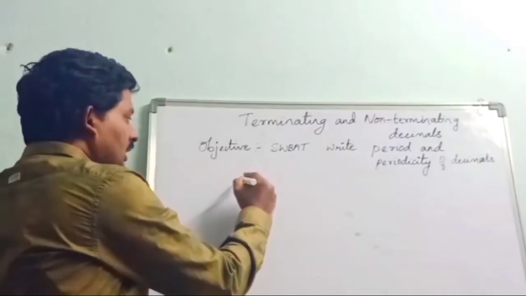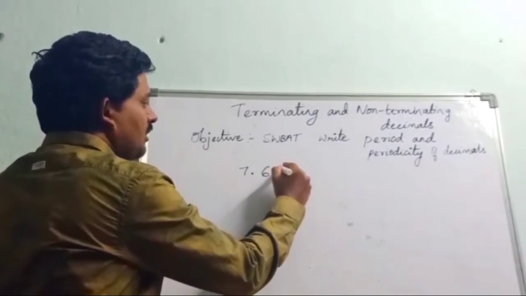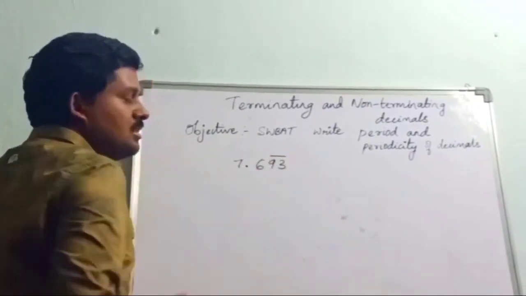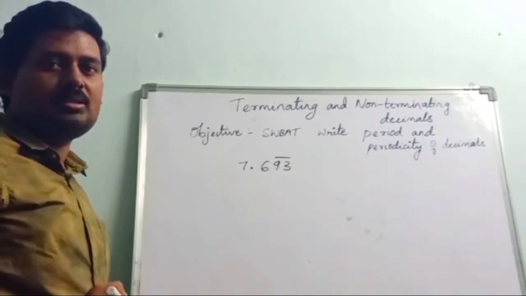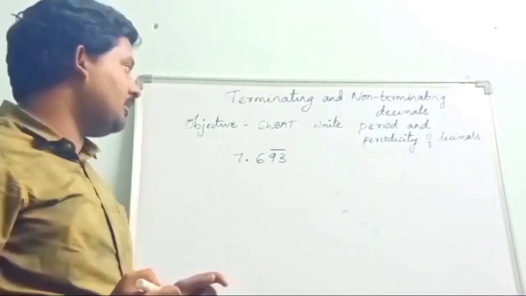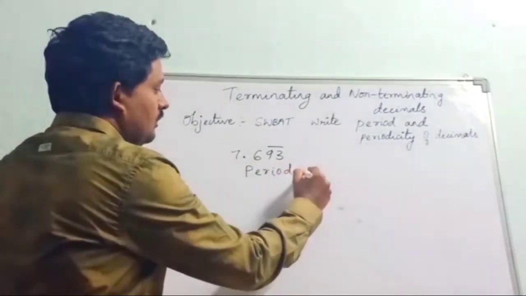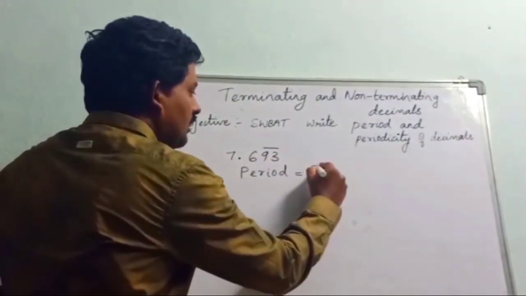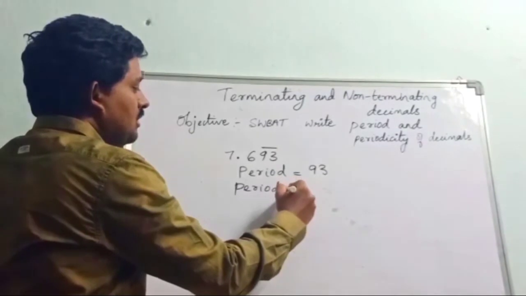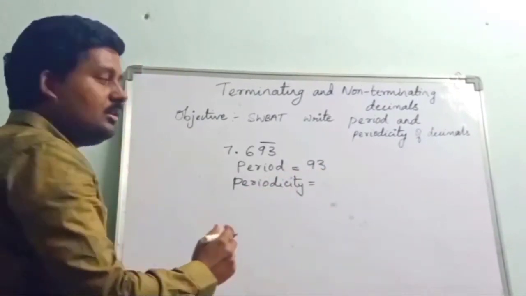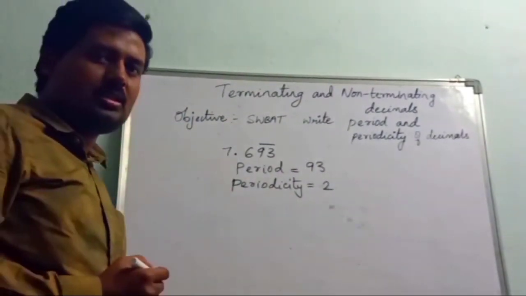For any non-terminating repeating decimal, for example, we'll take 7.693, where 93 is being repeated. As we have already discussed, the bar above represents the digits which are being repeated. So for this, what is the period? The period is the digits which are being repeated, so 9 and 3. And periodicity is the number of digits in the period. So there are 2 digits in this. So periodicity is 2. This we have already seen.